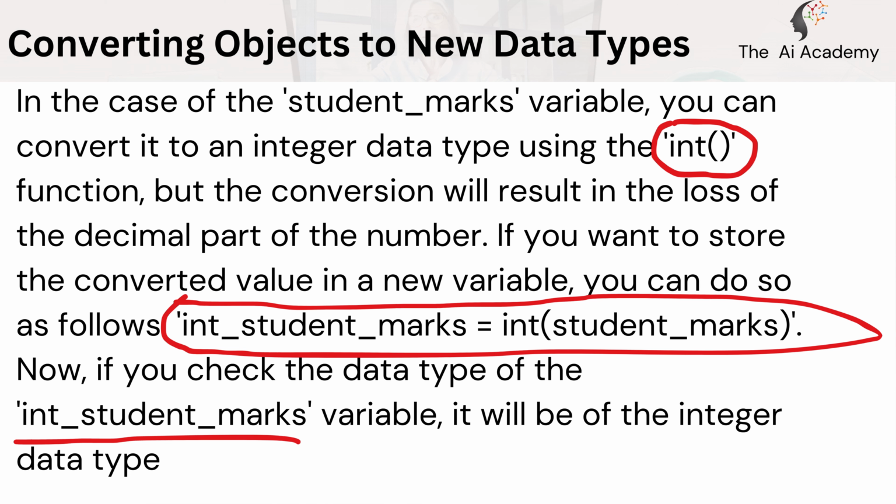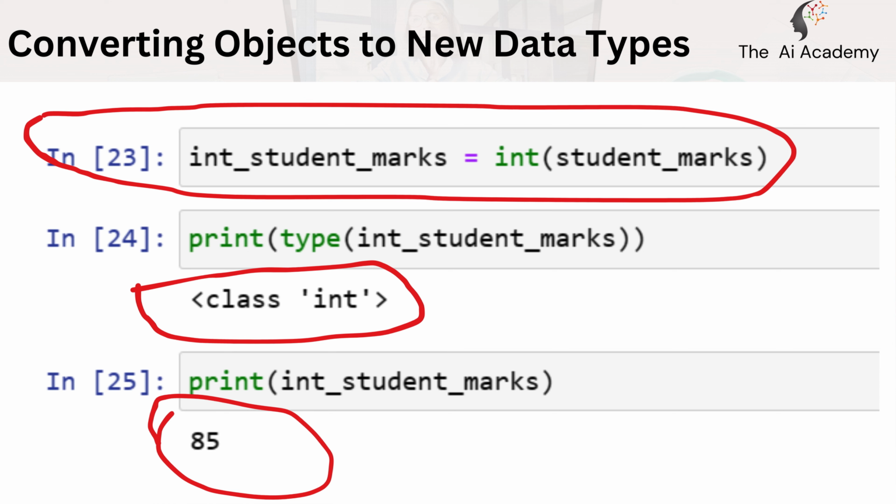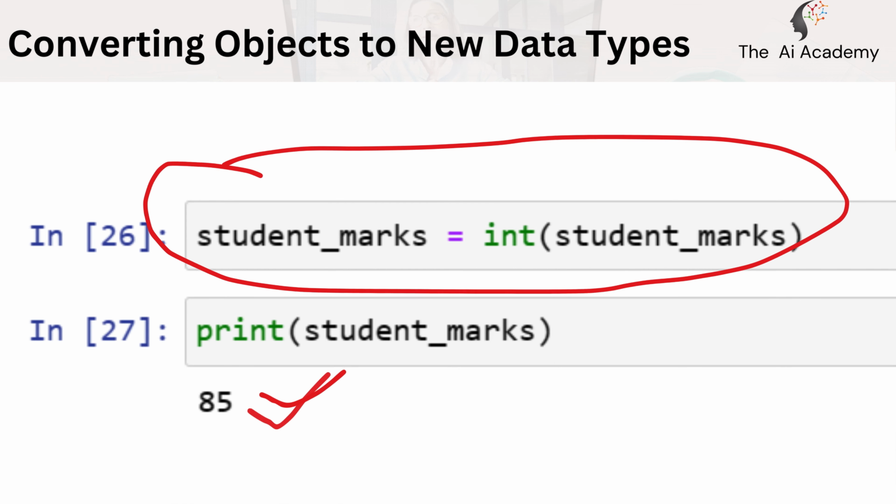If you want to store the converted value in a new variable, you can do so as follows: int_student_marks = int(student_marks). Now, if you check the data type of the int_student_marks variable, it will be of the integer data type. If you want to reflect the changes in the same variable, you can assign the converted value back to the original variable as follows: student_marks = int(student_marks). Now, if you check the data type of the student_marks variable, it will be of the integer data type.